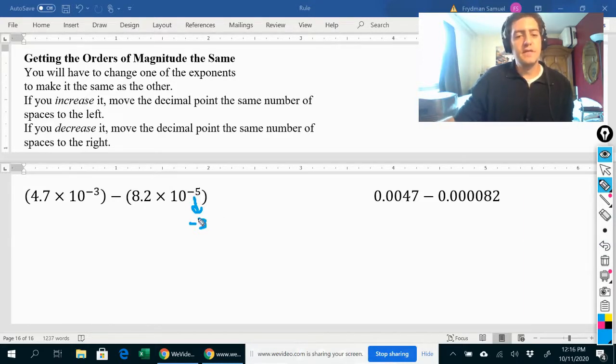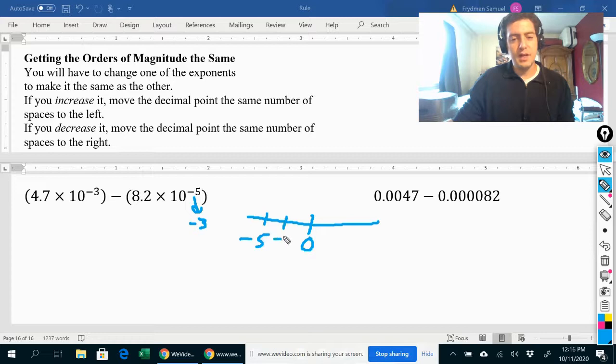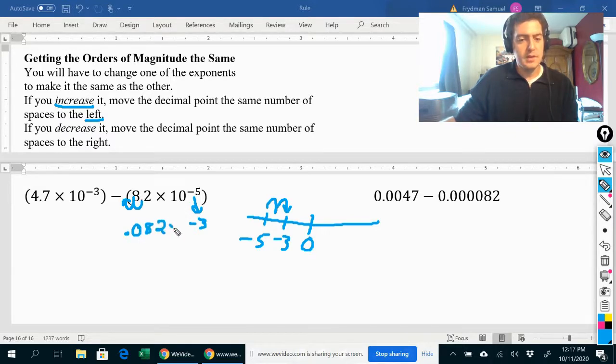So we changed the -3 into a -5. Now let's try to do the same problem by changing the -5 into a -3 to make it the same as this one. So that was 8.2 times, you know what, I'll just do it over here. Maybe that's better, actually. So if I change the -5 to a -3, did I move the exponent up or down? Did I increase it or did I decrease it? Remember a number line again. Here's -5 on the number line. Here's -3. Going from -5 to -3, we increased it by 2 spaces. So if we increased the exponent by 2, then we need to move the decimal point to the left by 2, 1, 2, and we would get 0.082 times 10 to the -3rd.